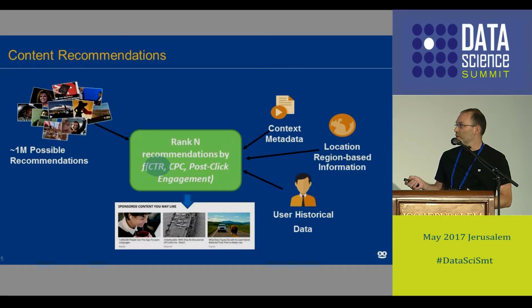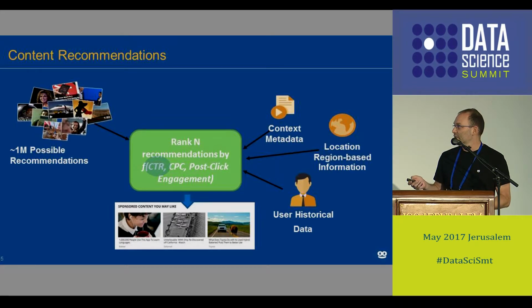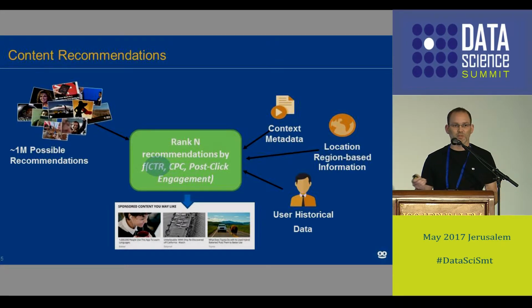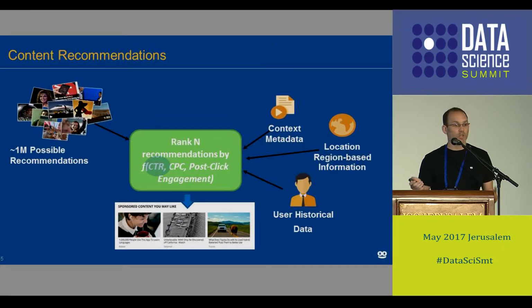So what's the problem? We're going to try to rank the recommendations by some function of the click-through rate. That's the probability for a user to click. And the cost per click, which is what the advertiser pays per click. And some other metrics which are more specific to every advertiser that happen after the click. The click-through rate, we don't know. That's what we need to estimate. So that's what we're going to talk about today.